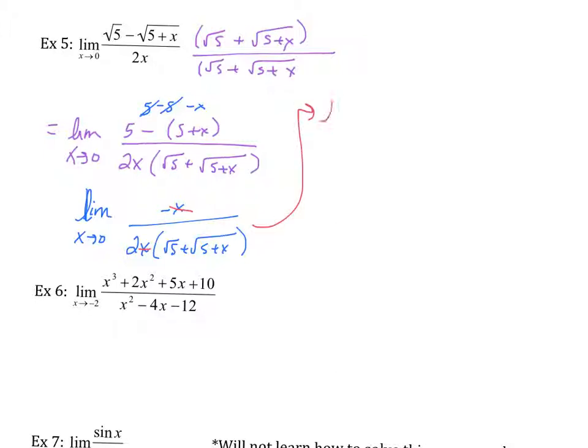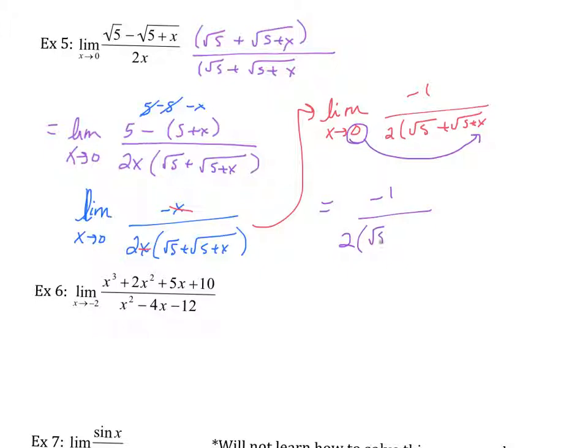We are now left with an expression where we can directly plug in x equals 0 to evaluate our limit. If we plug in our 0, we are left with negative 1 over 2 times radical 5 plus radical 5, which gives me 2 radical 5. And the final answer is negative 1 over 4 radical 5. If we finish that by rationalizing, we get negative radical 5 over 20.